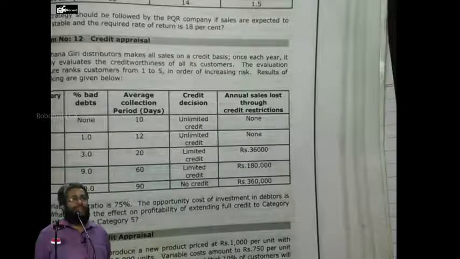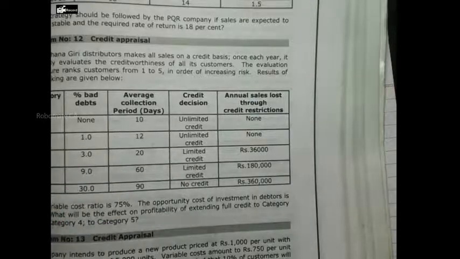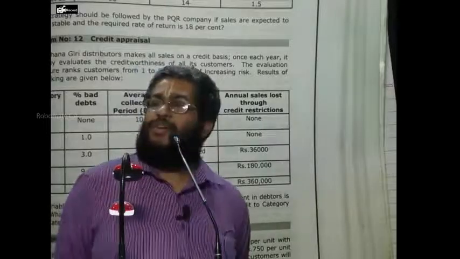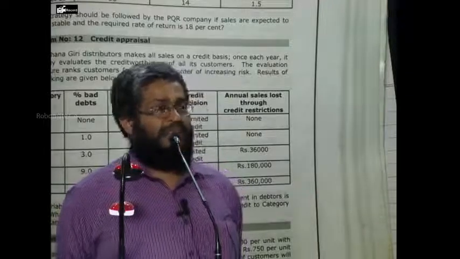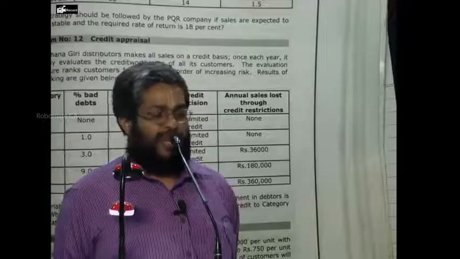Next, working note number 2. What is working note number 2? Increase in bad debts. We cannot add the sales and apply a percentage because it differs from category to category. Yes or no? Increase in bad debts. Three columns: category, computation, amount.